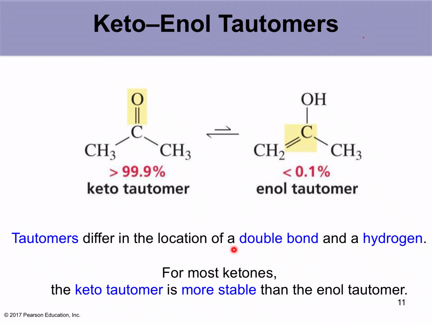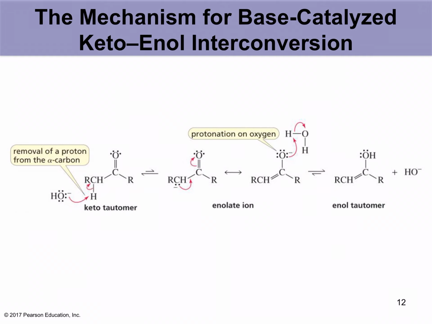Tautomers define the location of a double bond and a hydrogen. So the double bond here is between carbon and oxygen. In the enol form, it's between the two carbons. And one of the hydrogens that you have on this alpha carbon is now on oxygen in the enol form. For most ketones, the keto tautomer is more stable than the enol tautomer. Now this keto enol tautomerism can happen in acidic medium as well as basic medium.